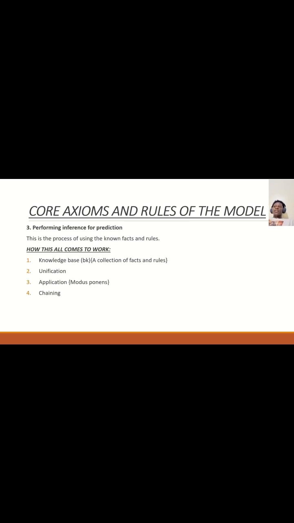The core axioms and rules of the module include performing inference for prediction. This is the process of using the known facts and rules to better manage and develop the module. So how all this comes to work, we have the knowledge base, which is a collection of the facts and rules. We have the unification. We then have the application with all the modules' pertinence. We then have the chaining.